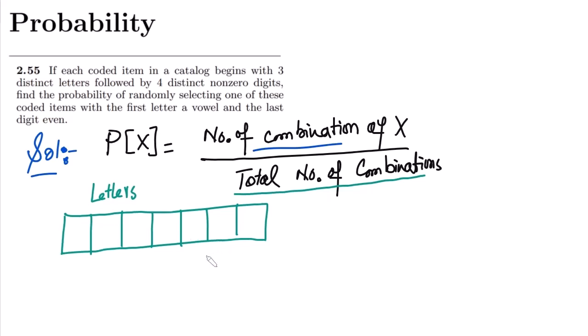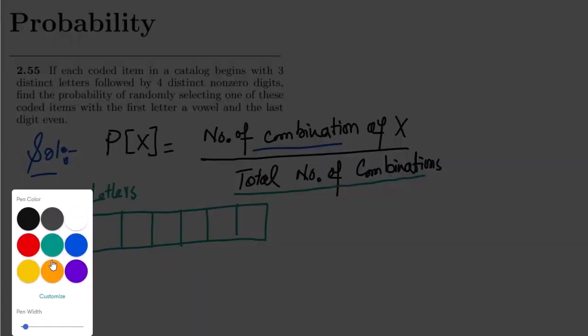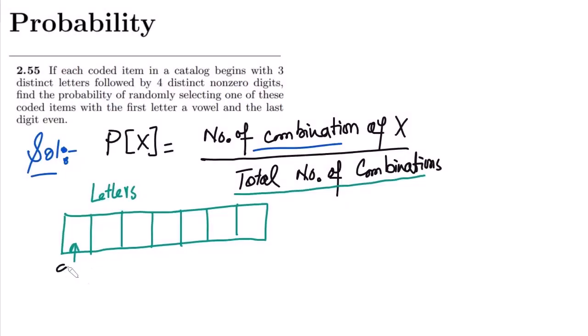These are the 4 non-zero digits. Okay, so how many possible letters will I have here? So here I will have 26 letters. If one has been occupied here, I will have here 25, and here at this location I will have 24. Okay, so these are for the letters.